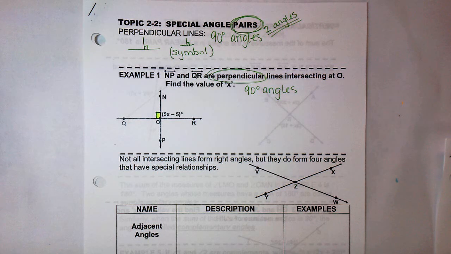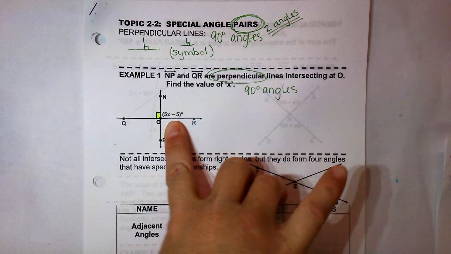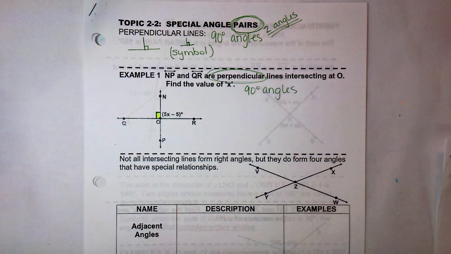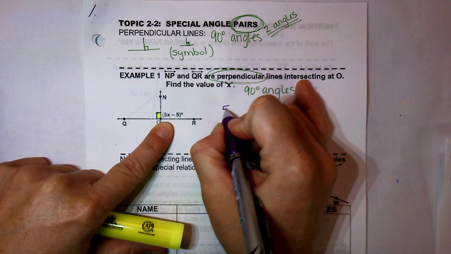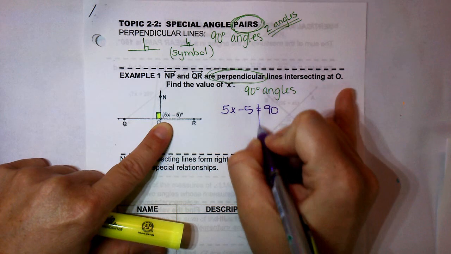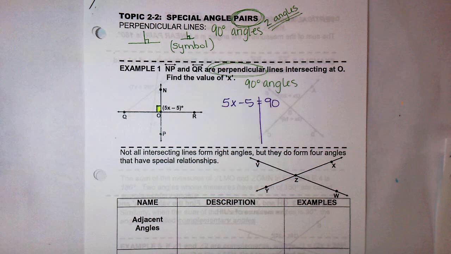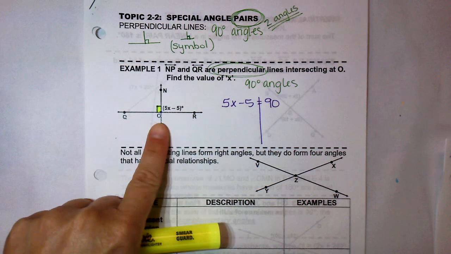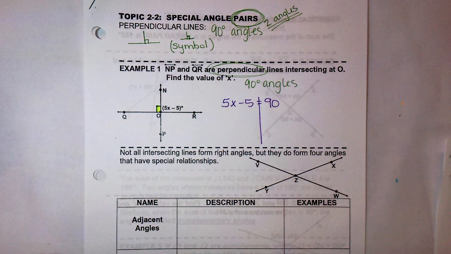Remember, geometry is all about making an equation so I can solve for x. So if I know that all the angles are supposed to be 90 degrees, how do you think I'm going to make that equation? This side says 5x minus 5, and I have to solve for x. What is it going to equal? So 5x minus 5 equals 90. And then draw your line. That's my equation. On perpendicular angles, I have to know that they're all going to equal 90.